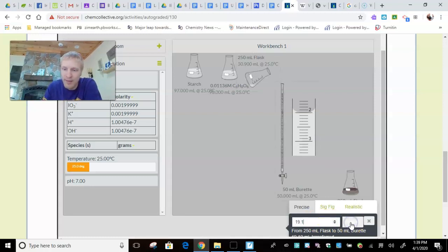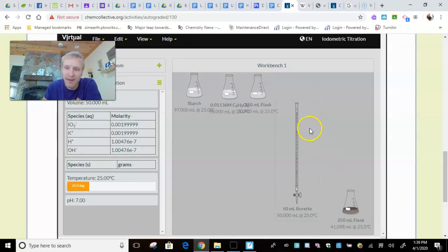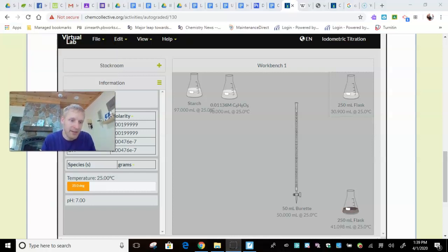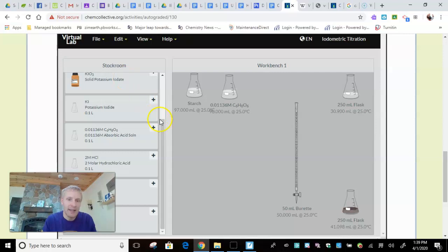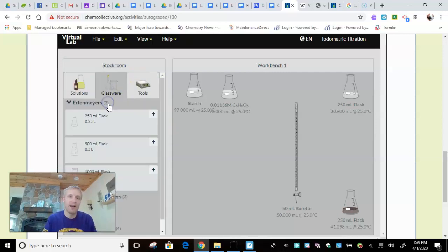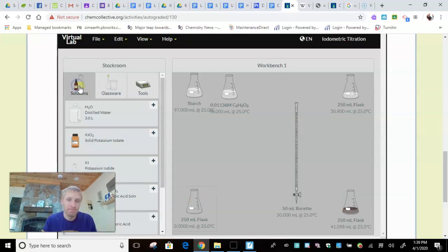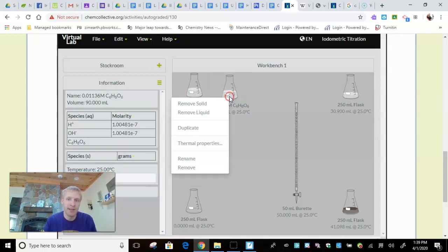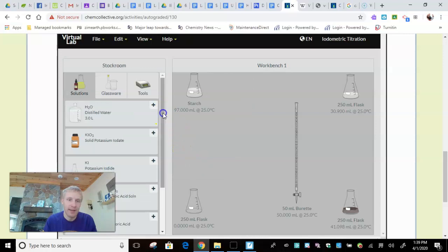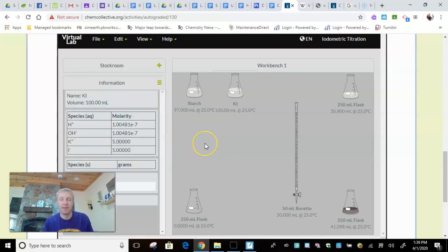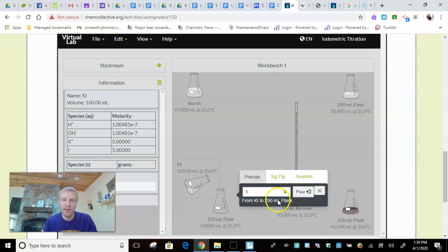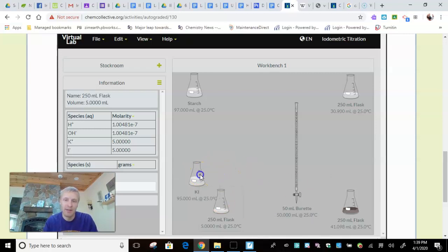Hopefully my math is right. Yes, I'm good at math. All right. We filled our burette up. And now let me get, I'm in the way again. Okay, let me put myself down here. Stock. And I need another Erlenmeyer flask. There it is. I don't need this, this is my ascorbic acid. But I do need my KI. And if you remember from the directions, it was 5 milliliters. Plop that in there, 5 milliliters, pour it in, done with the KI.